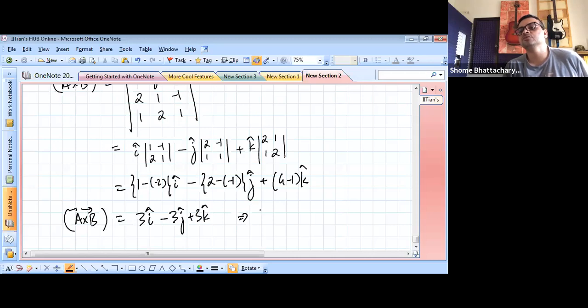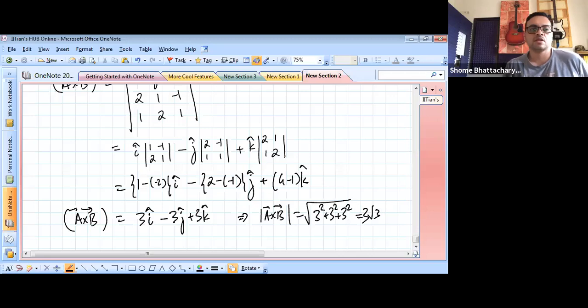Therefore its magnitude is square root of 3 square plus 3 square plus 3 square. So that is root 3 into root 3.